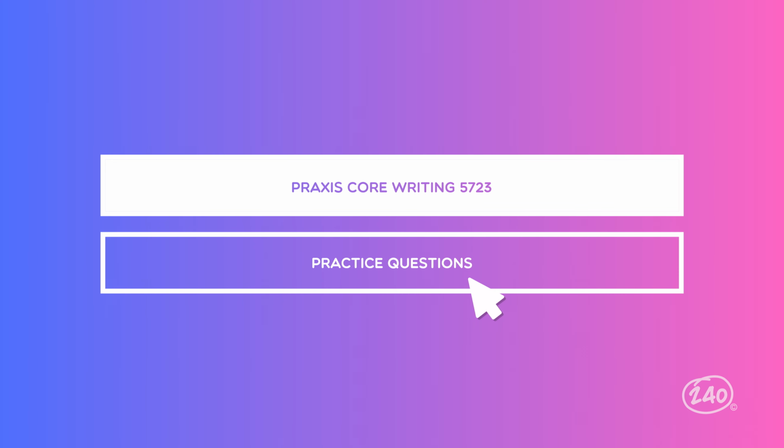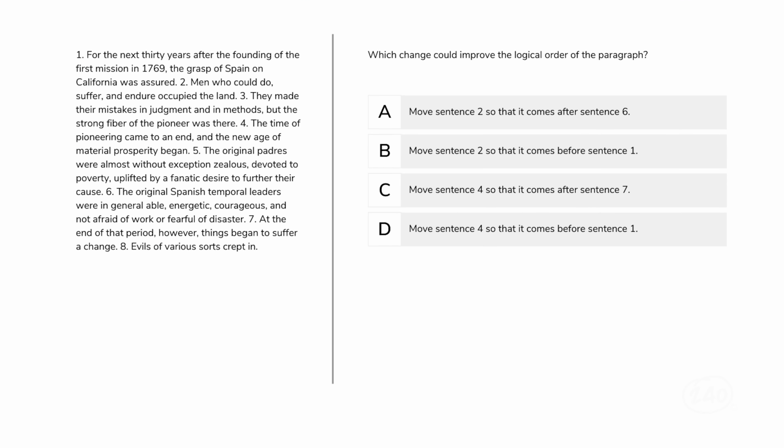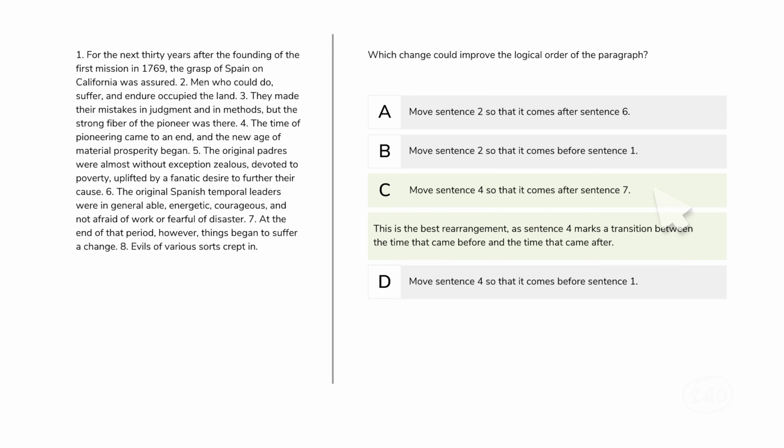Now for questions. Remember way back when we talked about revising passages? Let's look at how that is reflected in a question. We'll have to read a passage first for this one. Pause the video and take a moment to read. Okay, so now we need to decide what change could improve the logical order of the paragraph. Sentence 4 marks a transition between the time that came before and the time that came after. So this is our best choice. We should move sentence 4 so that it comes after sentence 7.